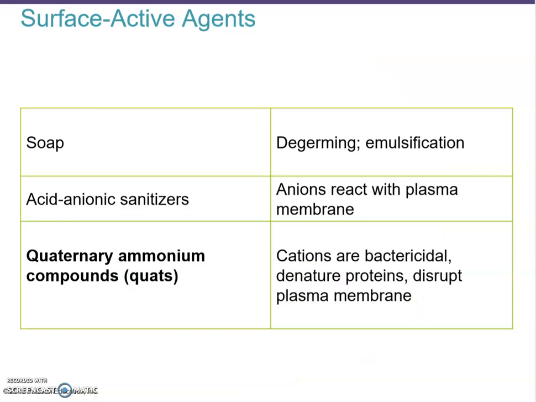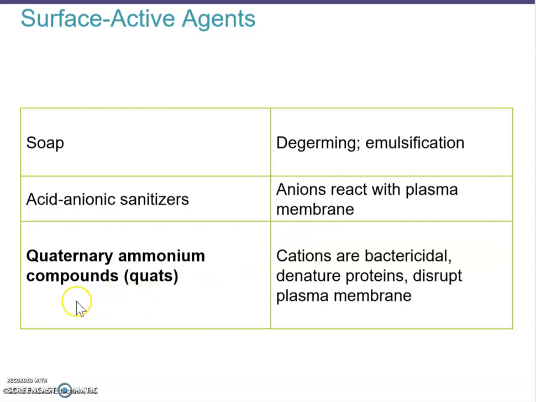Now moving on to surface active agents. The most popular one definitely is soap, and soap reduces the number of bacteria. It emulsifies any kind of oily or fatty substances, and degerming means it just removes amounts of bacteria. It's not sterilizing your hands if you're washing with soap, but it's definitely reducing the numbers. Then there are acid-anionic sanitizers, where the anions react with the plasma membrane. That's not so common in households. That would be more something in hospital settings.